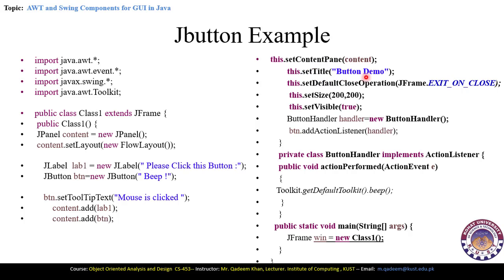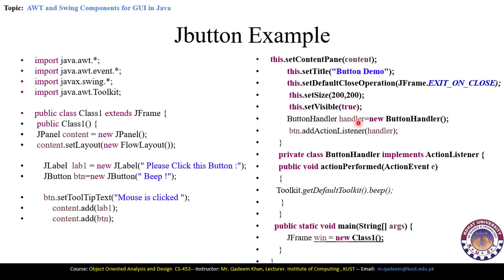Its title will be button demo and its default close operation is set. That means the window will be closed when we click on the cross icon over the window, that is EXIT_ON_CLOSE. And it defines the size of the JFrame, that is 200 by 200 pixels in terms of x-axis and y-axis. Set visible true means that it will display the window.